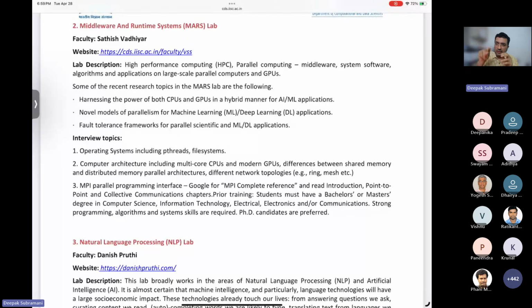So if you are interested in this kind of work and you have the necessary aptitude and ambition, please do consider that lab.